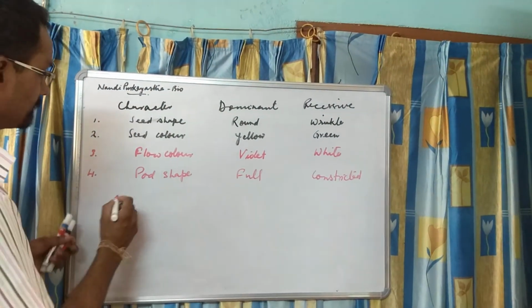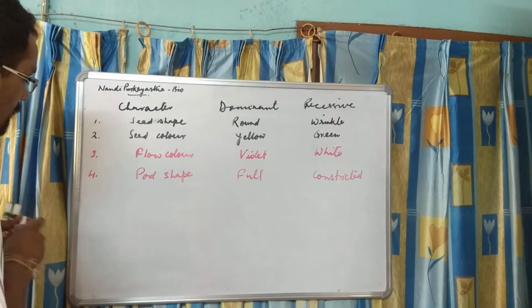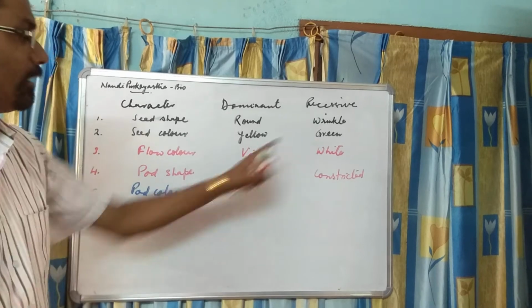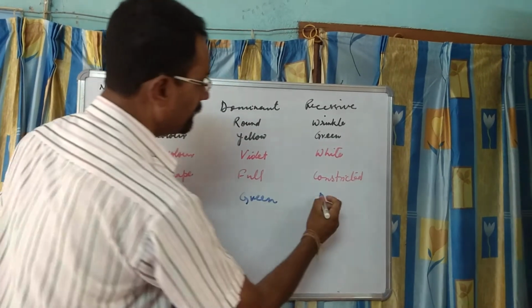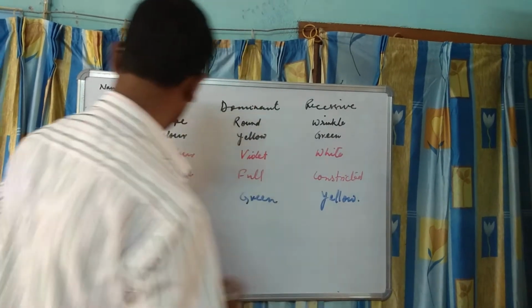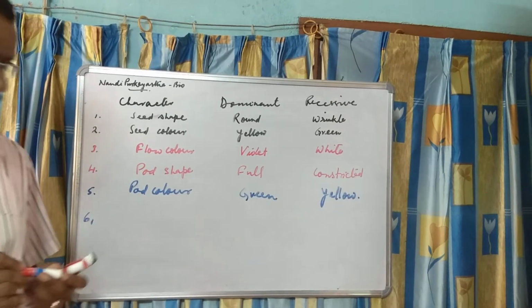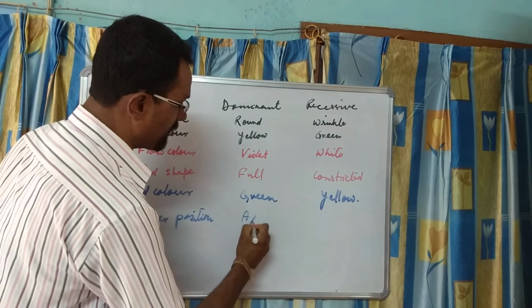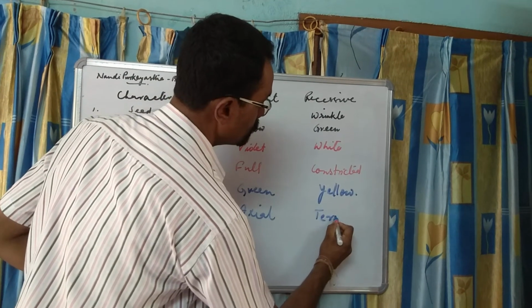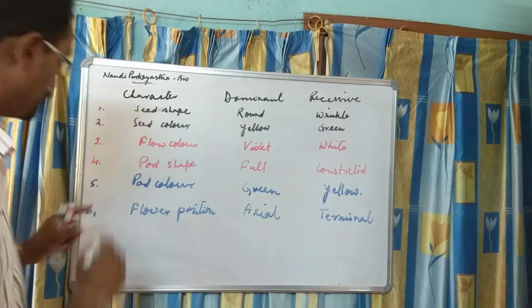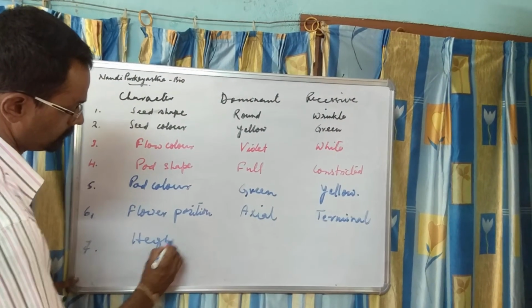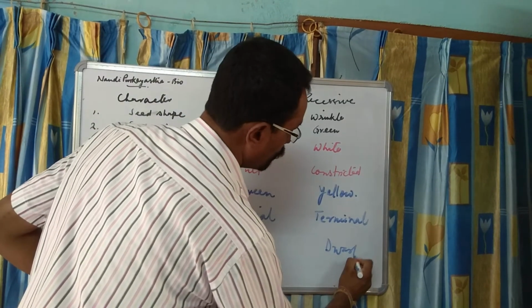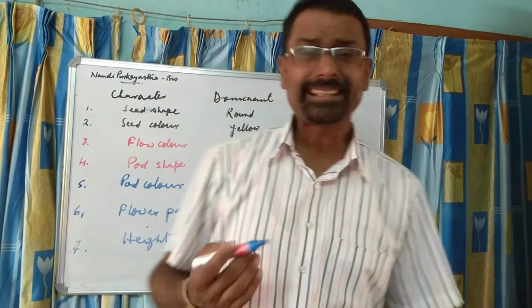Now you are finding pod color. After this, let's go for the next one. Pod color. Pod color will be green, and the other is yellow. Number 6, flower position. Axial is the dominant one, and the other is terminal. Then height. Height comes as tall and dwarf. Tall is the dominant one. Dwarf is the recessive. So these are the characters Mendel took for his experiment.